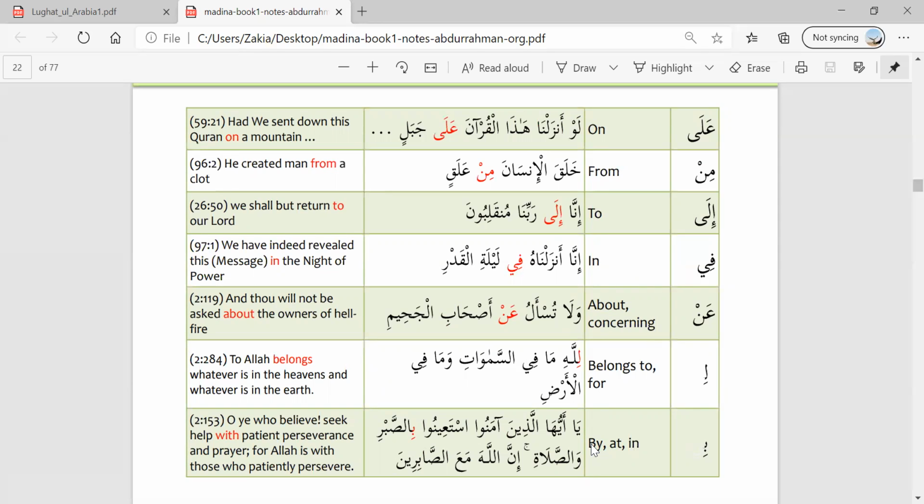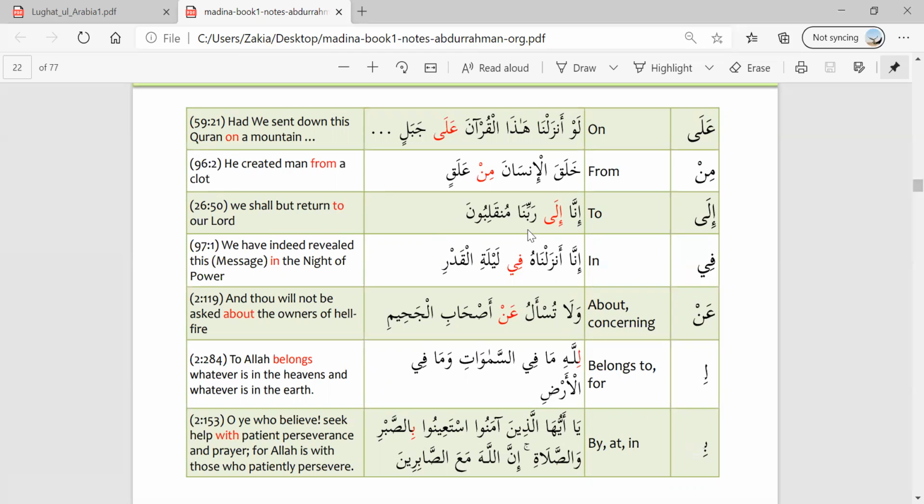So the first one is Bismillahirrahmanirrahim. لو أنزلنا هذا القرآن على جبل. So here we are using ala, on. Had we sent down this Quran on a mountain? Okay, min, from: خلق الإنسان من علق. He created man from a clot, alaq. Inna ila rabbana munqalibun. We shall but return to our Lord, to, ila.